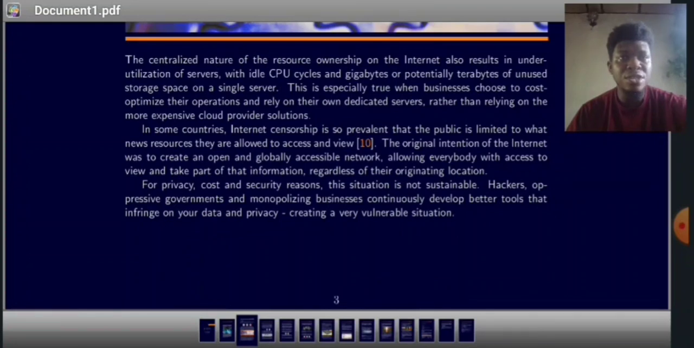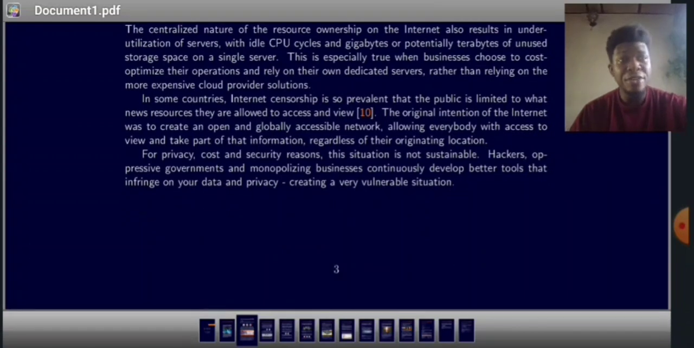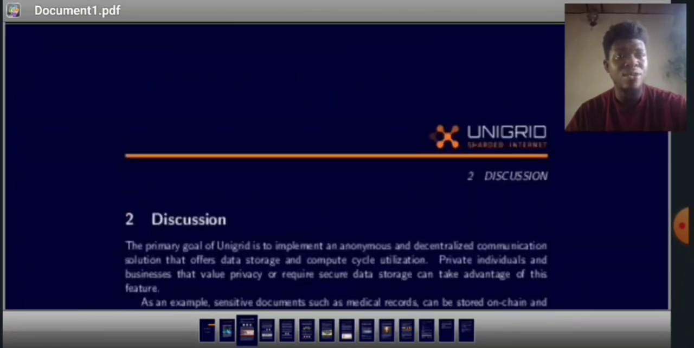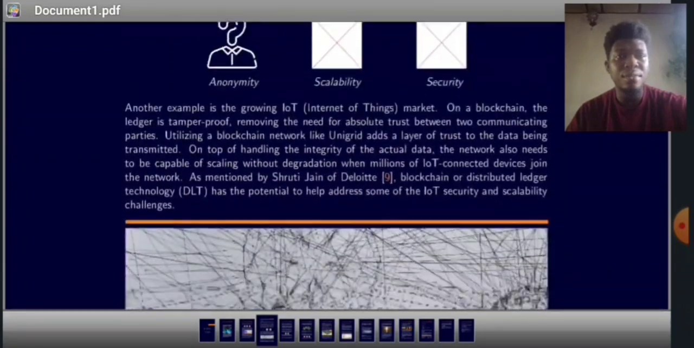So the centralized nature of the resource ownership of the internet also results in underutilization of servers, with idle CPUs and gigabytes of potential terabytes of unused data space on a single server. Using grid nodes allows everybody to contribute. You have your laptop with unused space, contribute it to Unigrade's network, and you also earn by doing this. That's amazing, isn't it? We'll move on to the discussion.